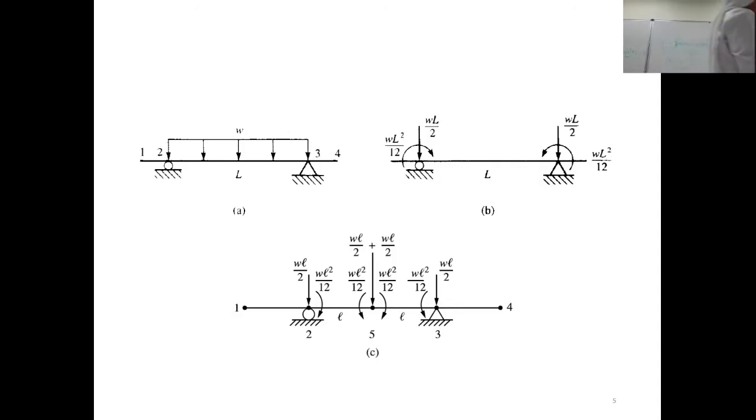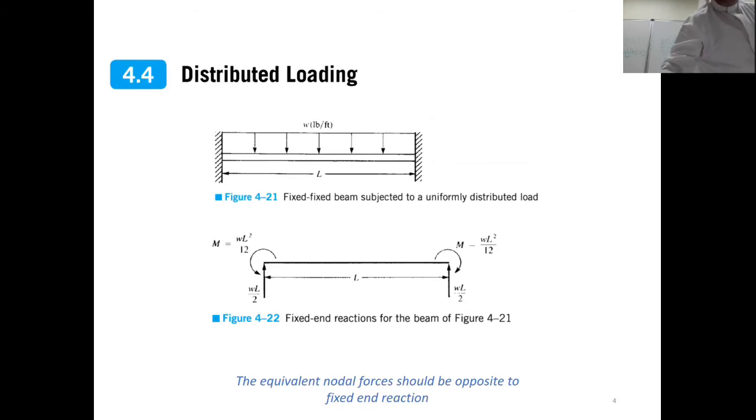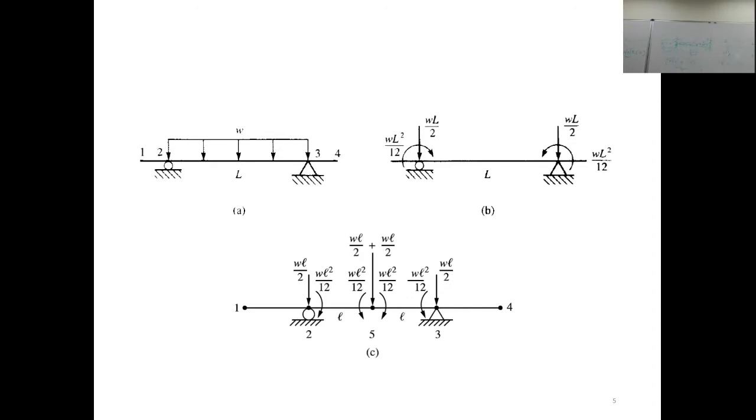Look at this. Now, if you want to make this load distributed to node 2 and node 3, what are you going to do? Two steps. You will find the equivalent nodal forces, which is this one, and then you reverse them. You can see that the load is upward, so reversed they should be downward. Look, they are downward, opposite. What if I use this as one element, and I want to use 2 elements?